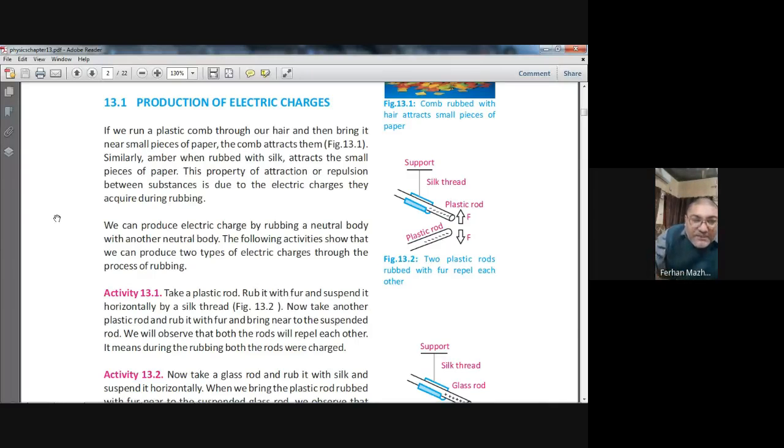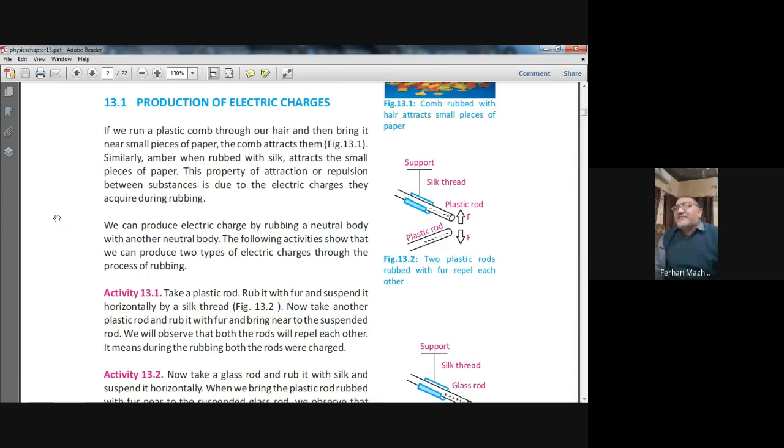When you bring the plastic comb near those small pieces of paper, don't touch the paper, you will see that those papers will be attracted to the comb. They will jump on the table and come and stick with your comb. The reason is that when you rub the plastic comb in your hair, the plastic comb has become charged and it is able to attract the paper.